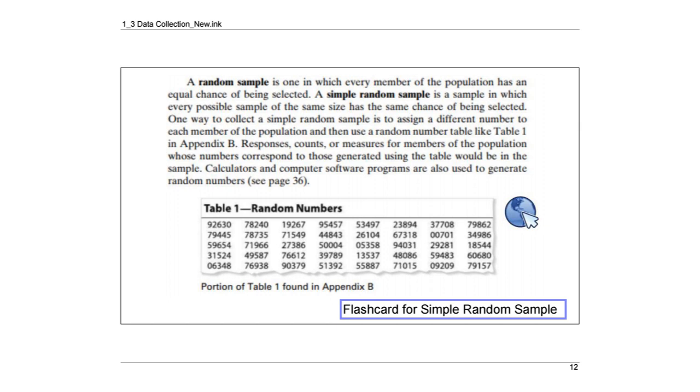So we use random numbers, and nowadays we use computer software programs, but this is just an example. Back in the day when we didn't have all these computers, we had a table of random numbers, and that is how we picked. Like if we had 1,000 people and we only wanted to talk to 100 of them, we would assign them numbers, and then we would use the random number generator to see who we would talk to.